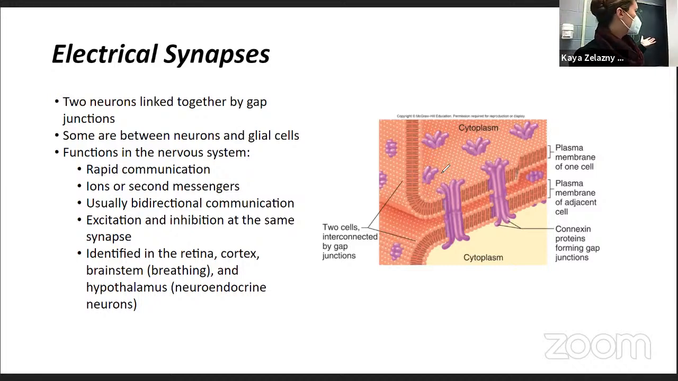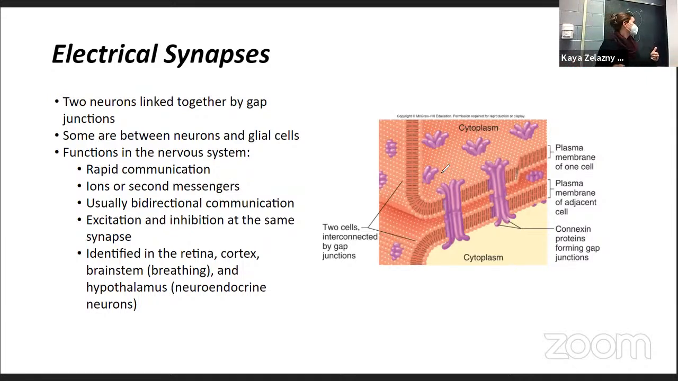Excitation and inhibition can happen here at the same synapse. We'll be talking about excitation and inhibition after we talk through the steps of a chemical synapse, but basically this means that you can either excite, so make something more likely to fire off an action potential, so you could excite the postsynaptic neuron, or you could inhibit it, so make it less likely to fire off an action potential in that postsynaptic cell. And you wouldn't need a different synapse, you wouldn't need a different connection. So basically our electrical synapses are simpler.